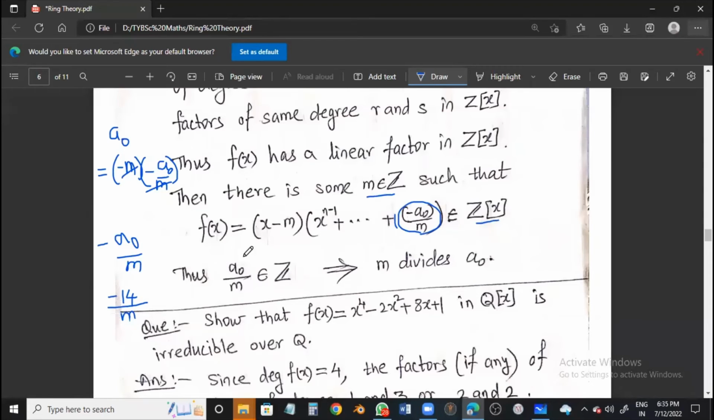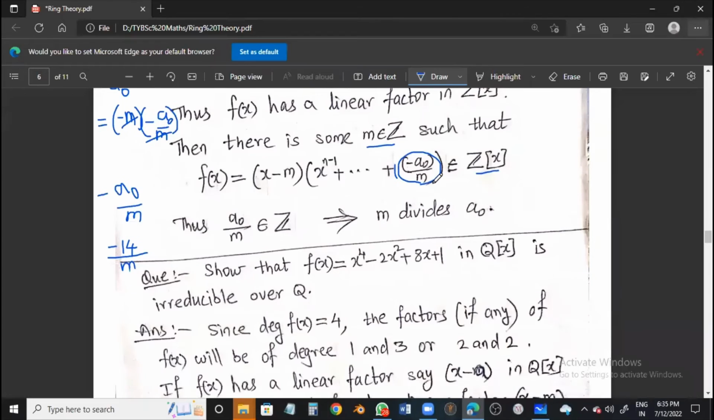I chose the divisors of a naught, divisors of 14. That is why you told me plus minus 1. Hope you agree. Yes, ma'am. So what we mean is m divides a naught. This only we wanted to prove. m divides a naught. So the document is with you. I think you'll try.